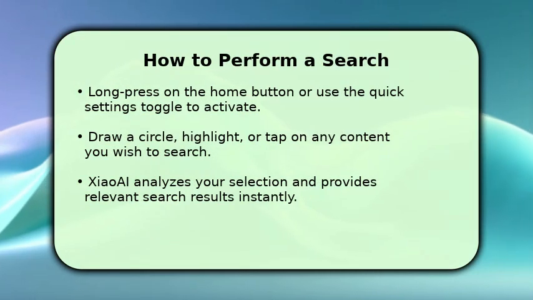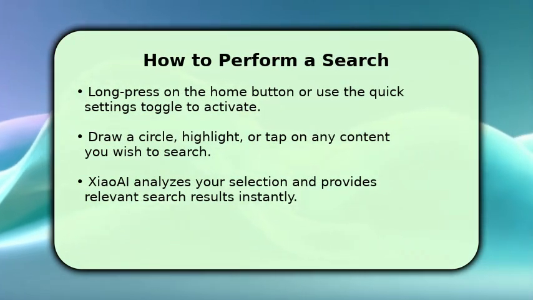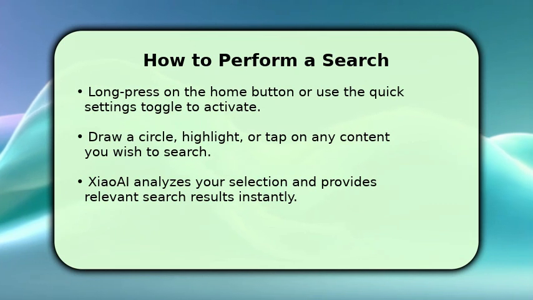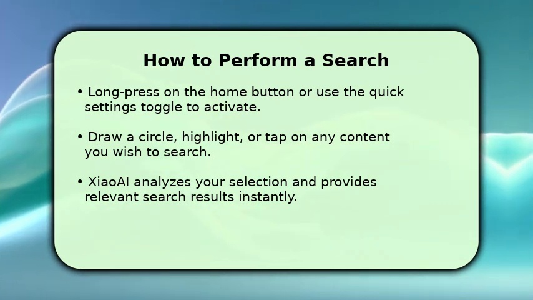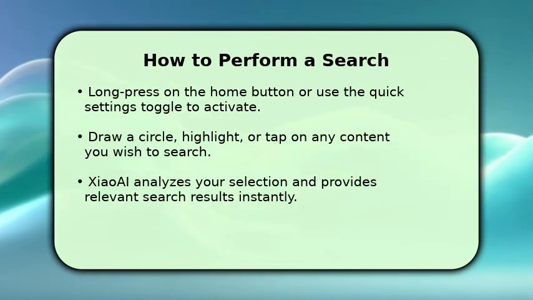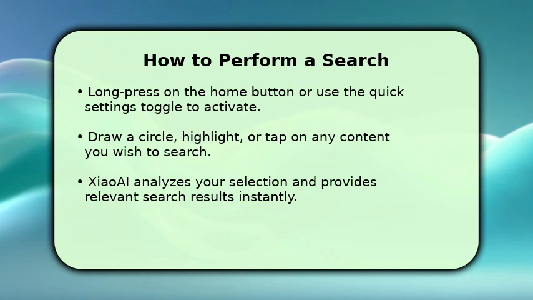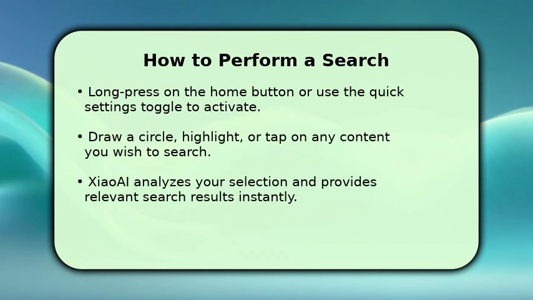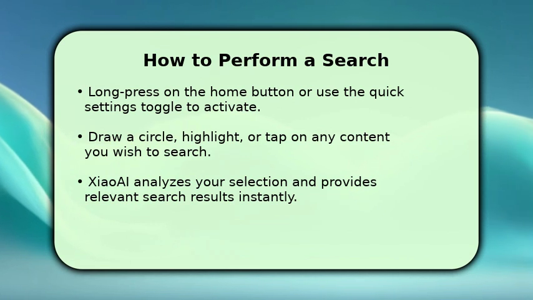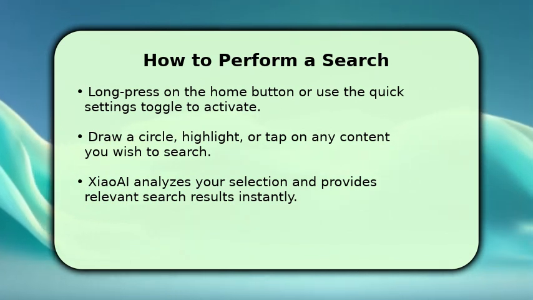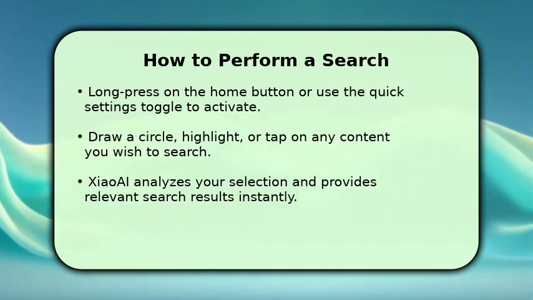Once activated, performing a search is incredibly straightforward. Simply long press your Home button or tap the Quick Settings toggle to bring up the search interface. Then, use your finger to draw a circle around any text, image, or object on your screen. The system's AI will then analyze your selection and present you with highly relevant search results without ever leaving your current application.